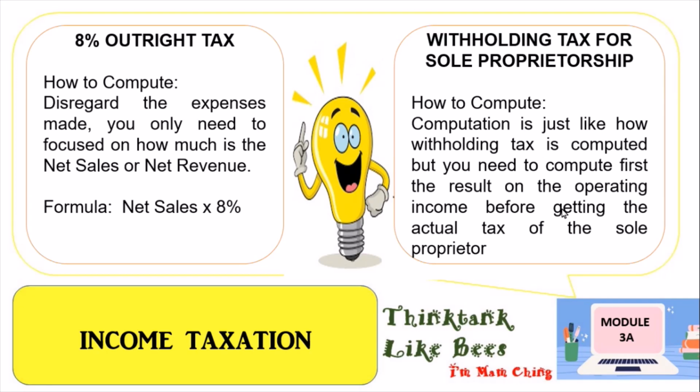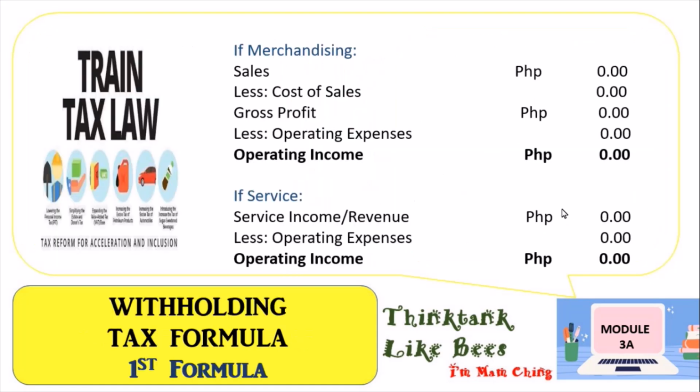Next that we have is withholding tax for sole proprietorship. How to compute? Computation is just like how we compute the withholding tax. But you need to compute first the result of the operating income before getting the actual tax of the sole proprietor. So, how will we do it? Let's continue. Here's the computation for the first formula.